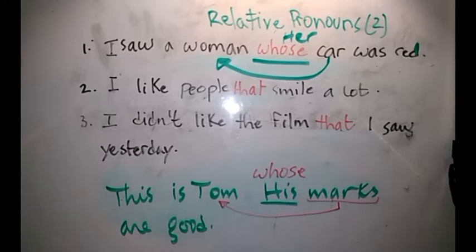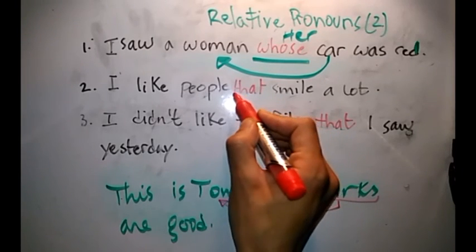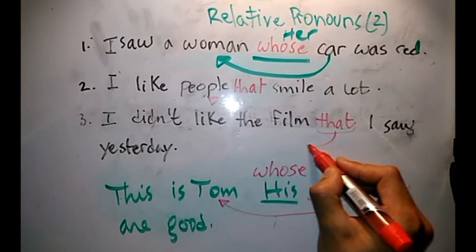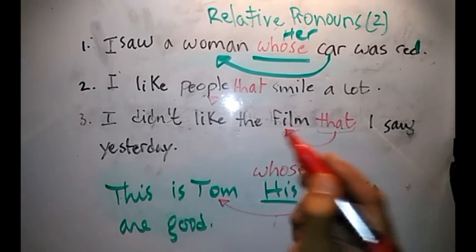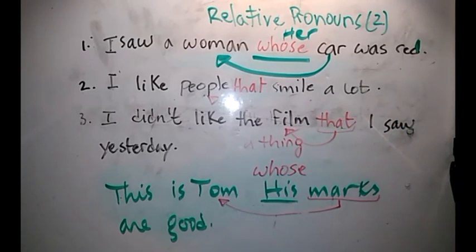In sentence 2 and 3, we have the relative pronoun that. So, I like people that smile a lot. I didn't like the film that I saw yesterday. In sentence number 2, that refers to people. Whereas in sentence 3, that refers to the film or a thing. So that is a relative pronoun, can be used in the same way as who and which.